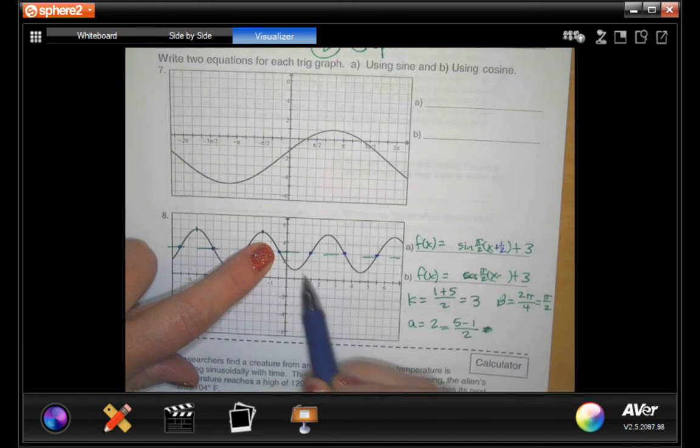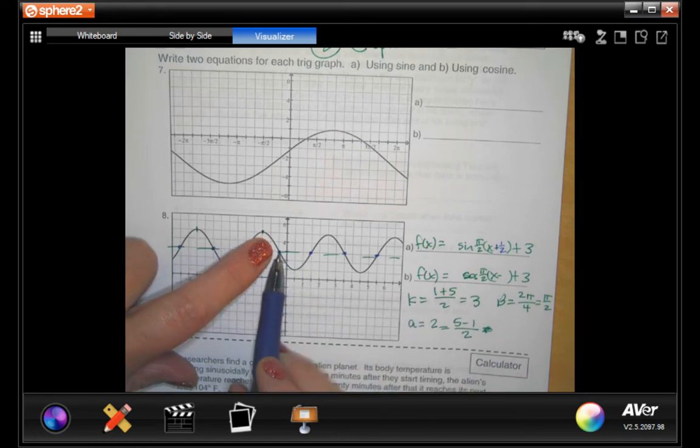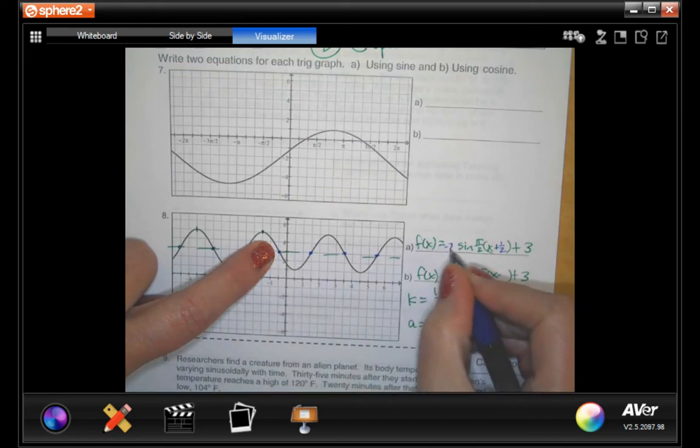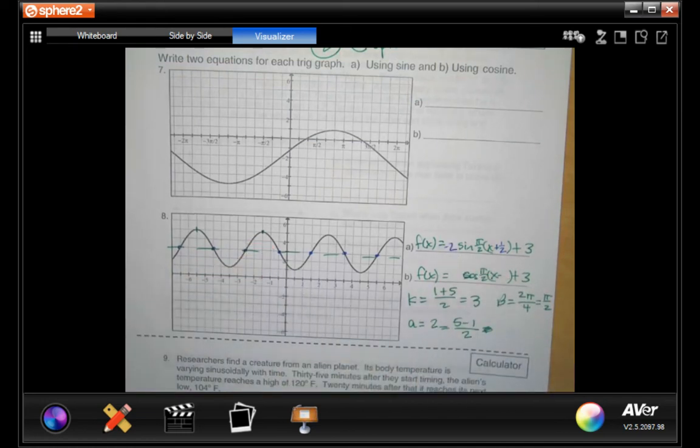And then A is 2, but is it positive or negative? It starts on the line... Remember, for sine, it matters what direction you go. Negative. So if we're going down, then the A is negative for sine. For cosine, it's positive or negative depending on if it's above or below the average.